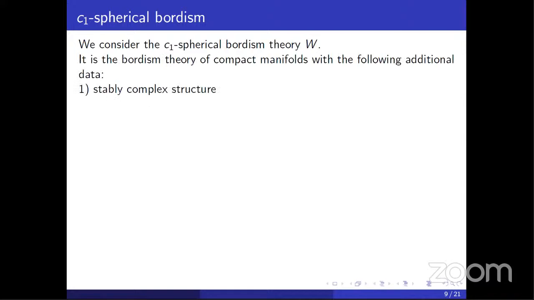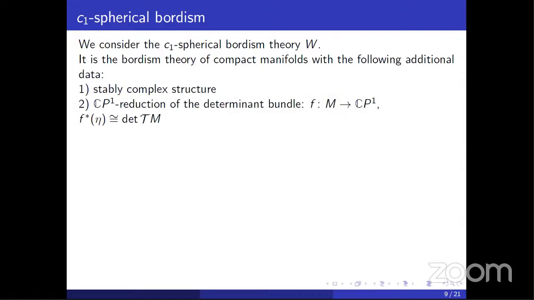It's a bordism theory which is intermediate between complex and SU bordism theories, and it naturally arises in calculation of the SU bordism ring. We consider the C1-spherical bordism theory W. It's a bordism theory of compact manifolds with the following additional data. The first is a stably complex structure, and the second is a CP1 reduction of the determinant bundle.